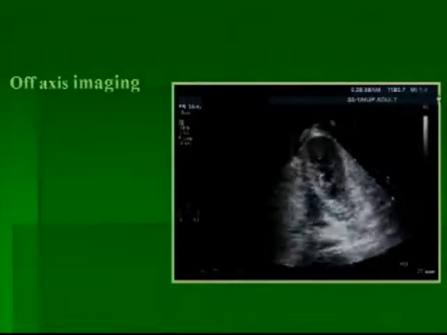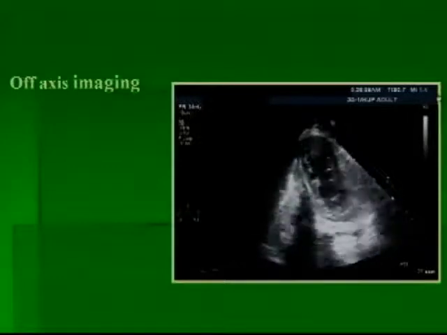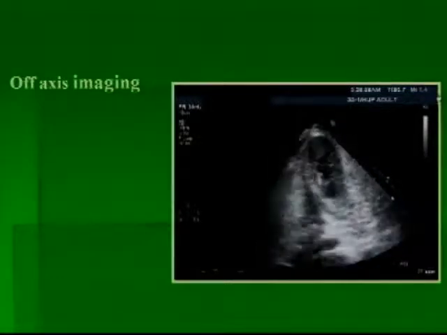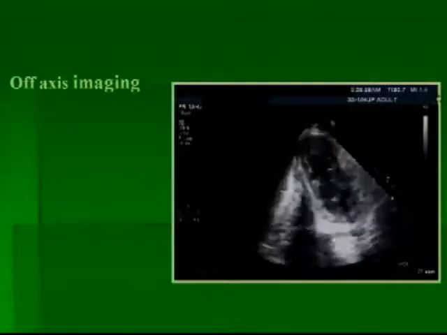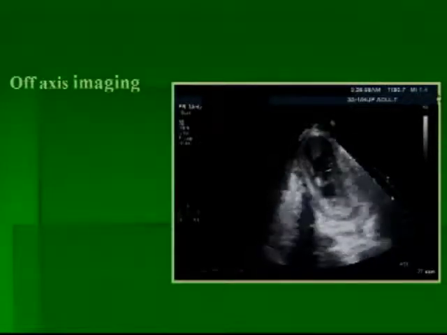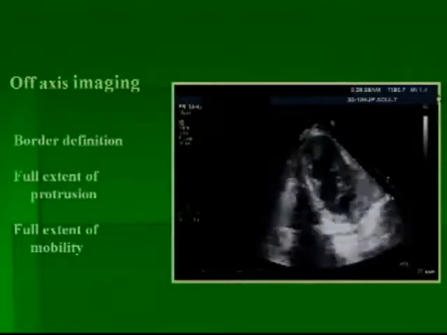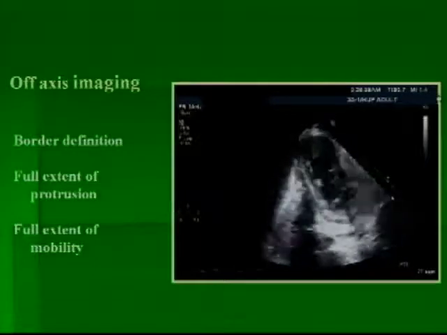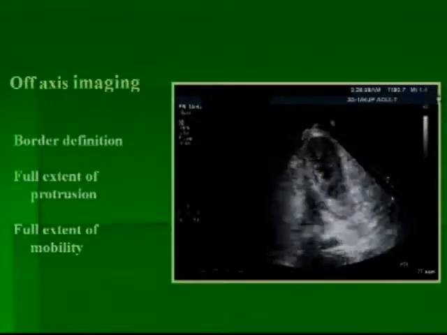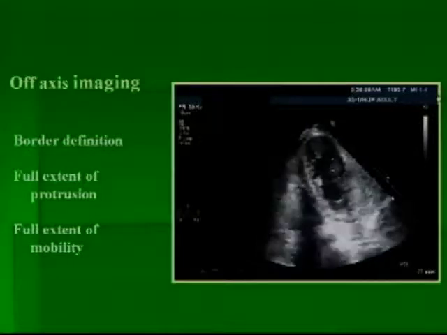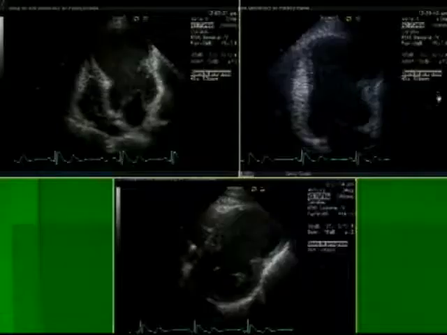But when we perform off-axis imaging, you can see there is a mass at the apex and it's protruding into the left ventricular cavity. This is an example of how we need to be performing off-axis imaging to get all of our imaging planes in to look for these masses. When we do the off-axis imaging, we can better define the border. We can see the full extent of protrusion of the mass into the left ventricular cavity, and of course we can see the full extent of mobility of the mass as well.